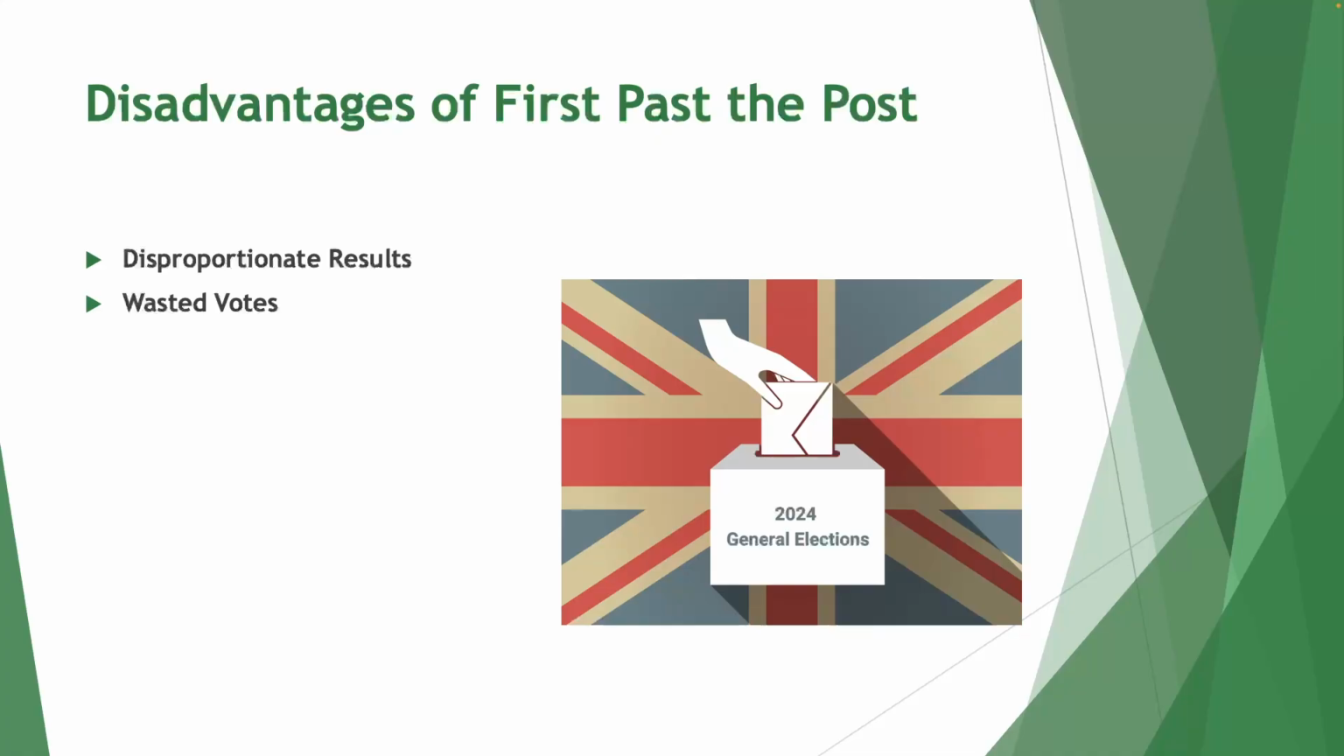So if you then count that across 650 constituencies, you can see how you have potentially millions of votes that are wasted because they're not necessary for the result. This contributes continually to disproportionality.